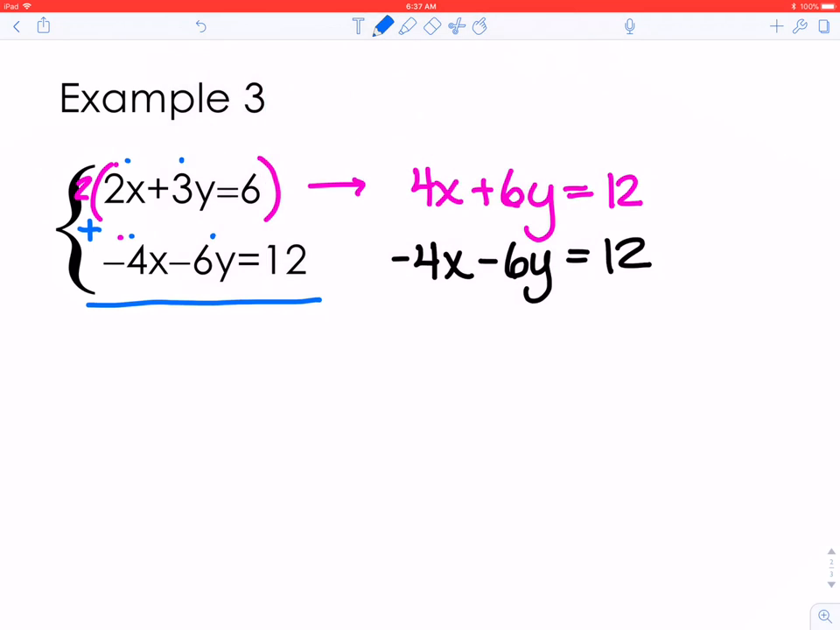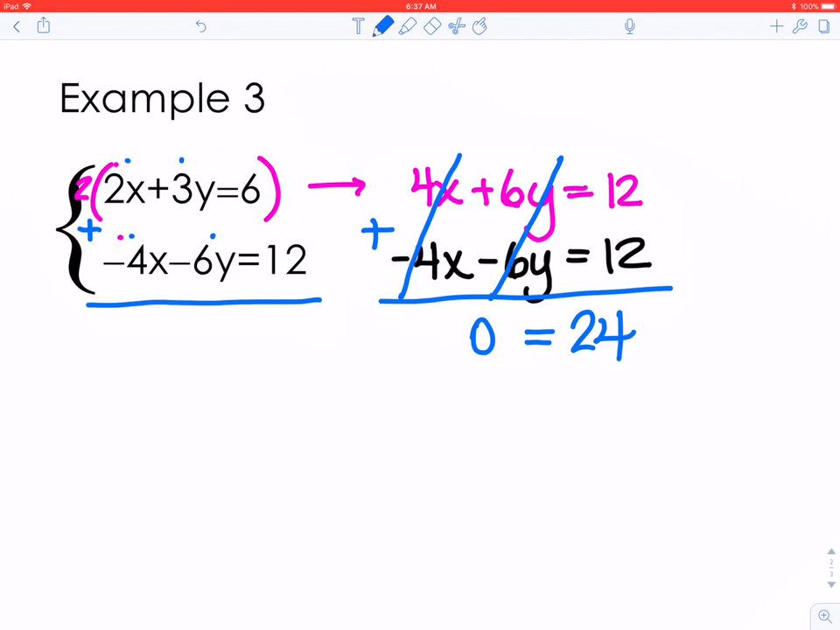Okay, now let's add to eliminate. 4x and negative 4x is 0, so that's out. 6y and a negative 6y is also 0. That's out. And so 0 equals 12 plus 12 is a total of 24. Is that scale balanced? Does 0 equal 24? No, that's not equal. That's false. And so that tells me that we have no solution.